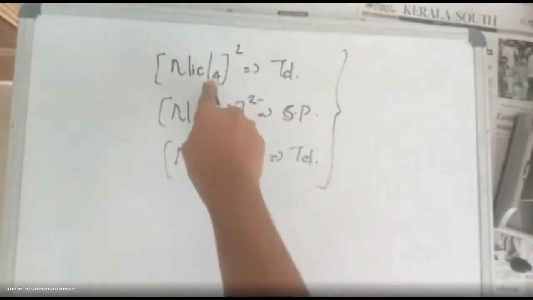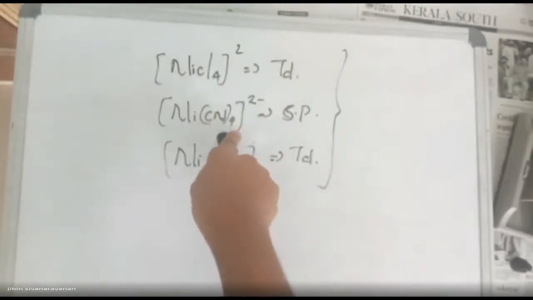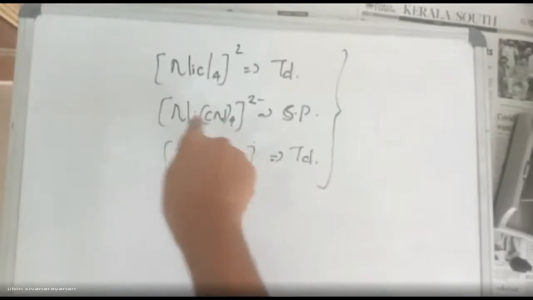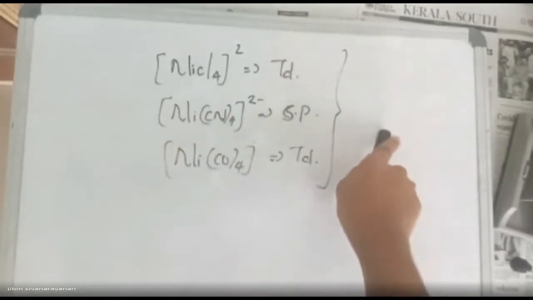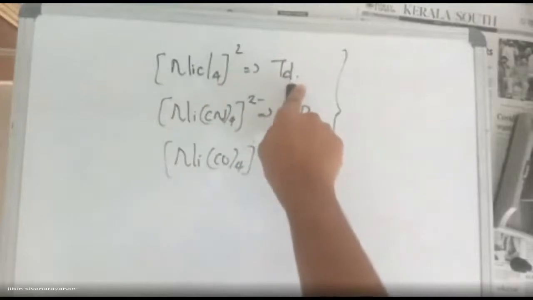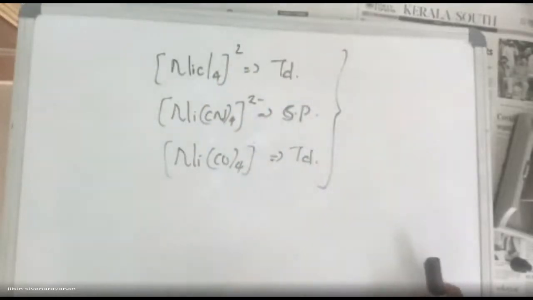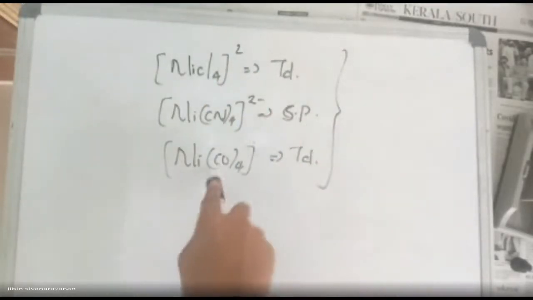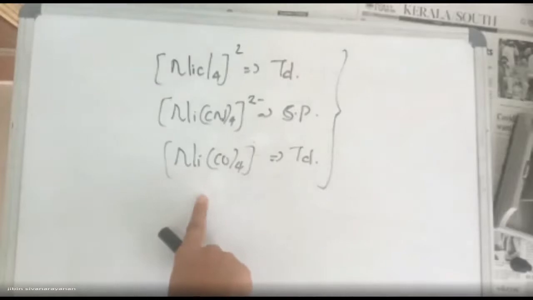This is weaker, so it cannot give that pairing energy, but this will give enough energy to get paired. So this will give square planar. This is a weak one. That is why it is still tetrahedral. That you can say. I'm asking that this is also a stronger one, but doesn't give square planar geometry. Why is it so? Sir, the oxidation state of nickel there is 0.